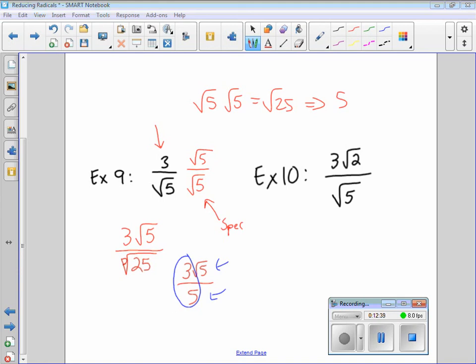Put me on pause. So I'm hoping that you said you're going to multiply by your special 1, right? Then I end up with 3 square root of 2 square root of 5 all over 5. Now the top has multiple radicals, so I'm going to combine those radicals. So square root of 2 times square root of 5 is the square root of 10 all over 5.